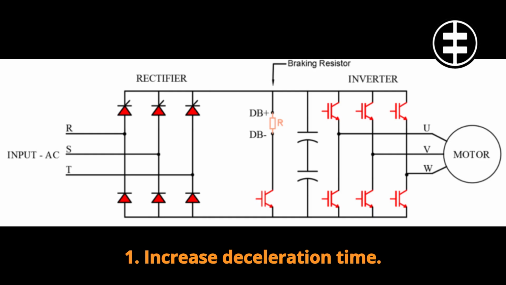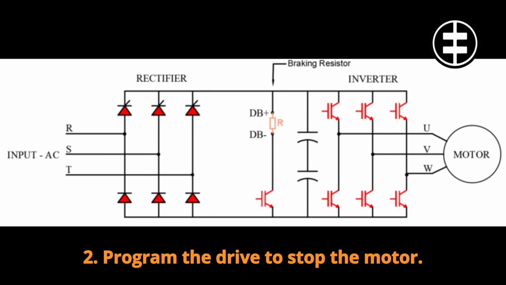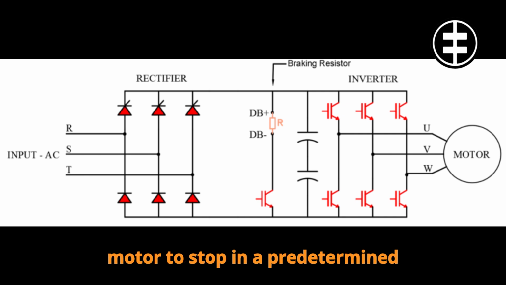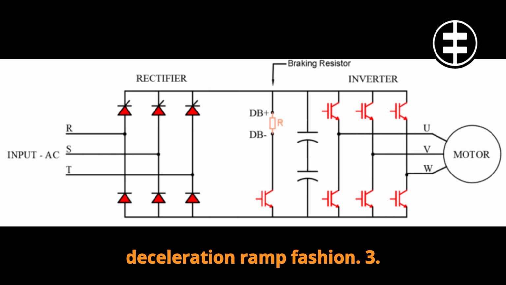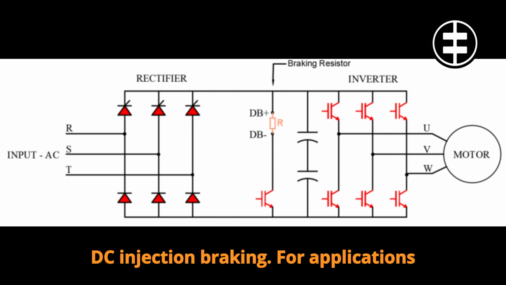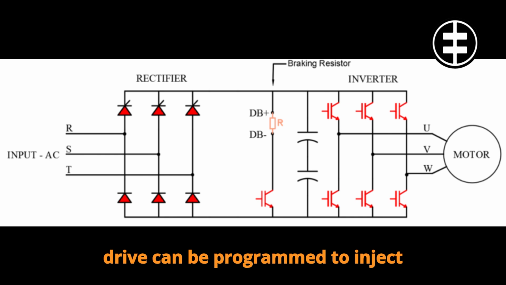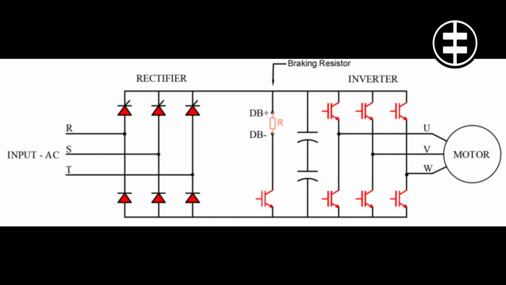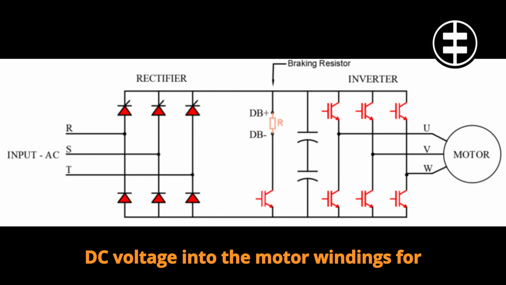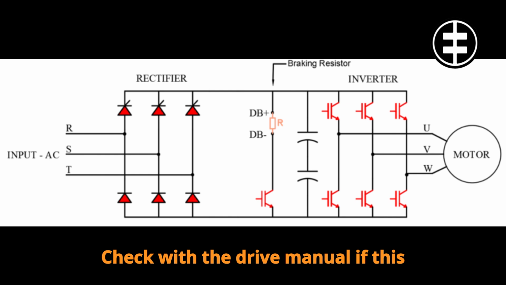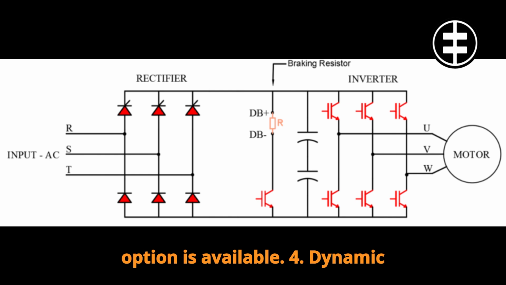Solution. 1. Increase deceleration time. 2. Program the drive to stop the motor. In this method, the drive would coast the motor to stop in a predetermined deceleration ramp fashion. 3. DC injection braking. For applications that require a fast stopping time, the drive can be programmed to inject DC voltage into the motor windings for predetermined time to brake the motor. Check with the drive manual if this option is available.